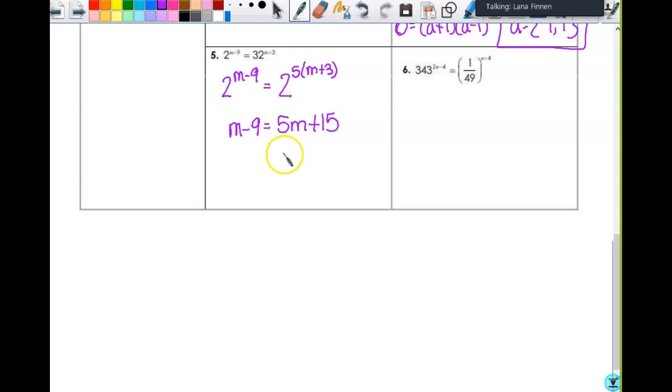That means that'll give me 4m equals negative 24. M equals negative 6. Oh, now my pen doesn't want to work right.